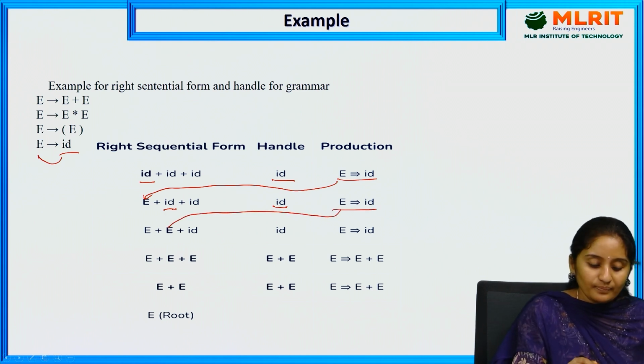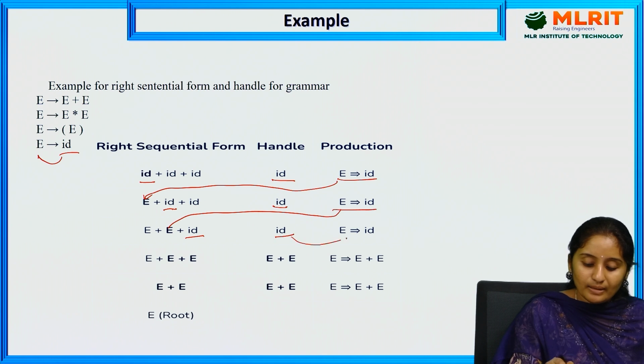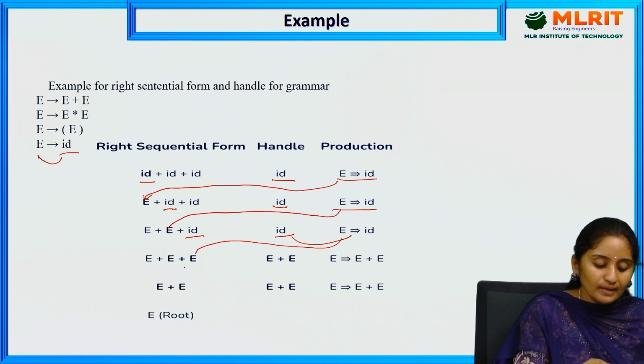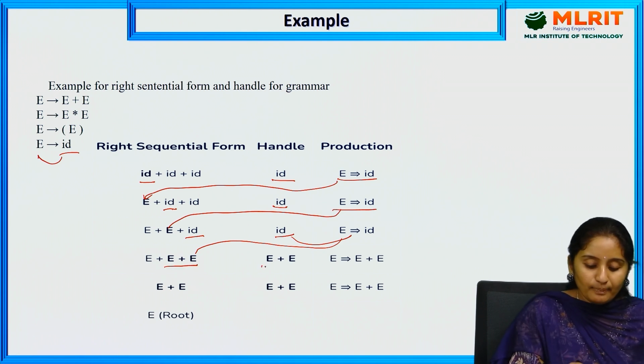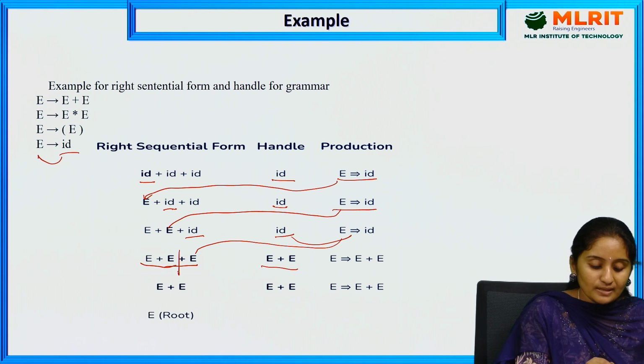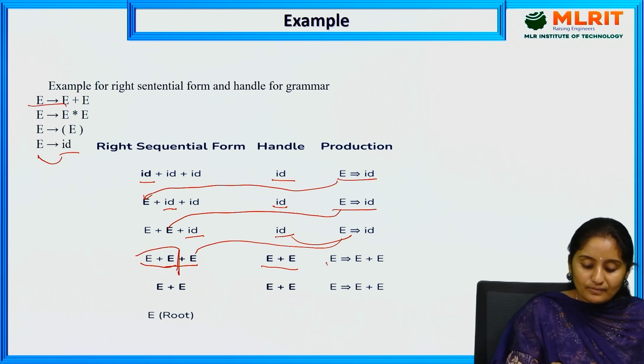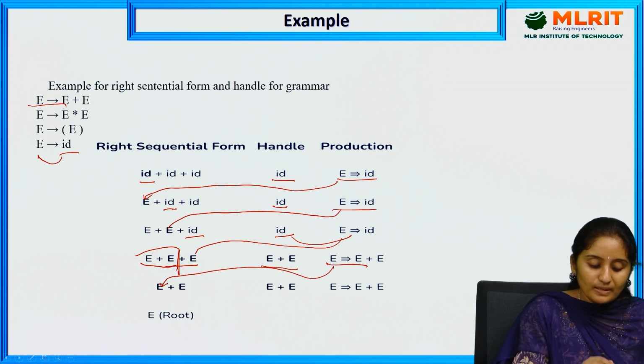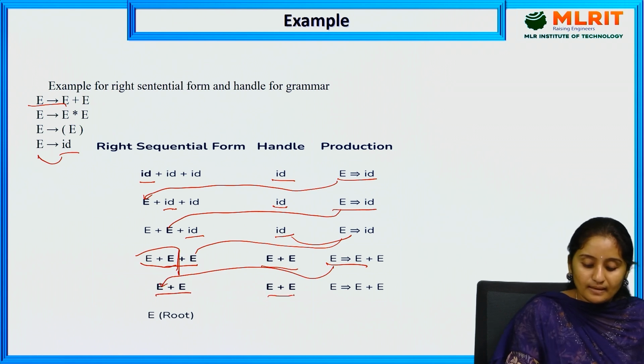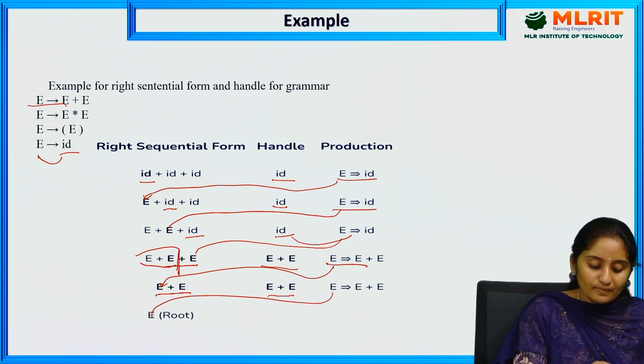E plus E. The next handle, ID, can be replaced with E tends to ID. So I get E plus E plus E. Check whether E plus E is there or not. Yes, it is there. These first two E's I need to check. E plus E. Yes, it is there. So it can be replaced with E. It checks E plus E again. It is there, so it replaces it with E.